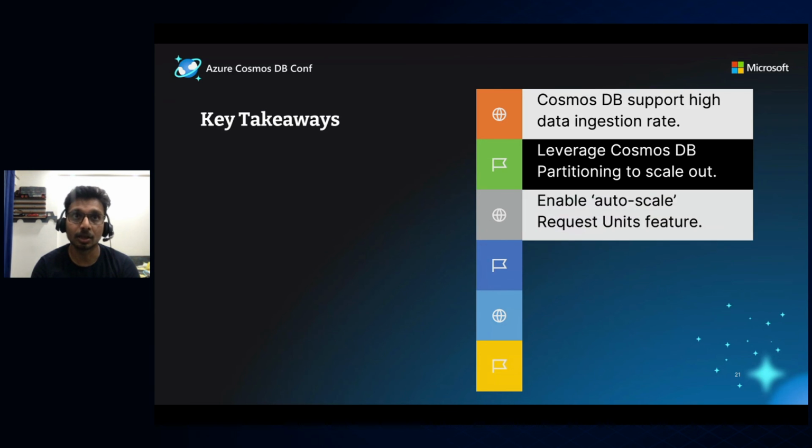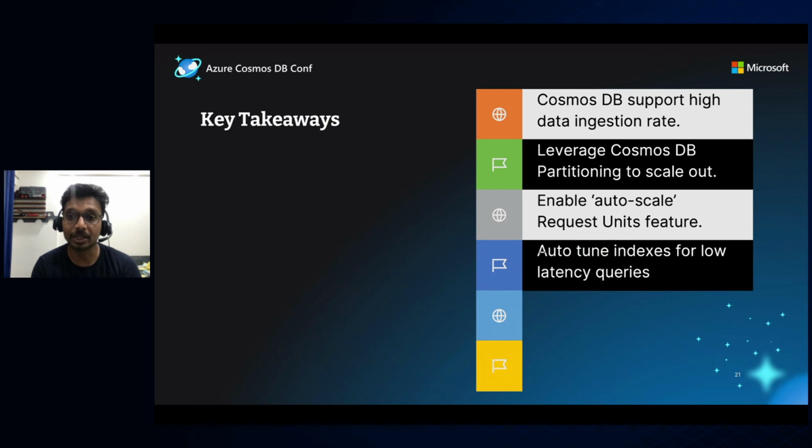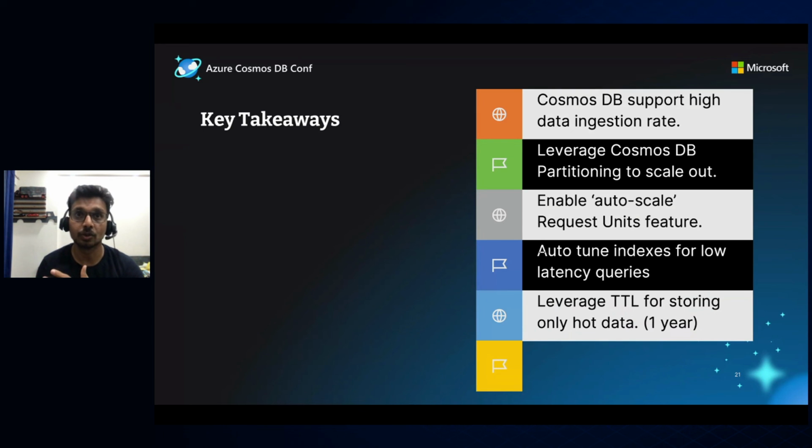It also provides low latency index queries for fast retrieval of data. Choose the right partition key upfront and ensure you have data evenly distributed across multiple logical partitions. Auto tune indexes for low latency queries. Configure change feed to identify anomalies quickly and also to move old data to the archival storage. We've seen that in the demo. And we should use TTL for storing only the hot data for a year and move the older data to the cheapest storage option like Azure Data Lake Gen 2. That will help to optimize the cost.